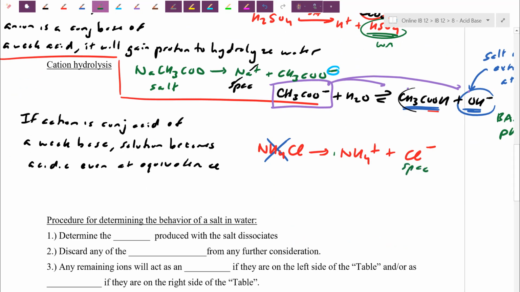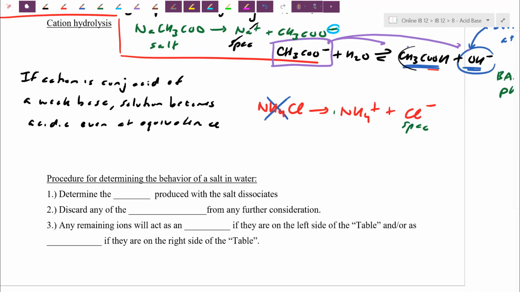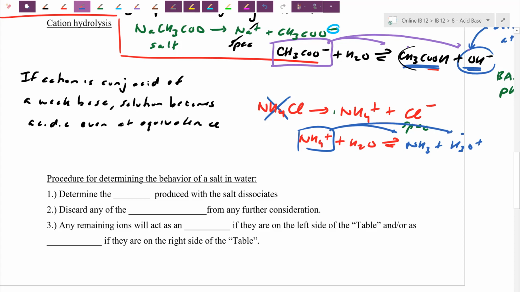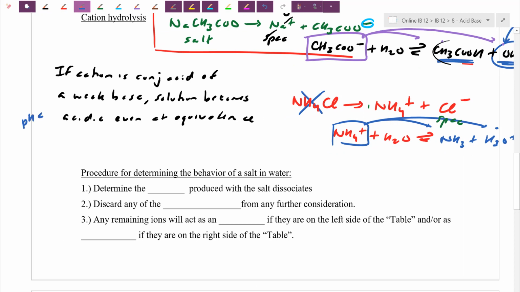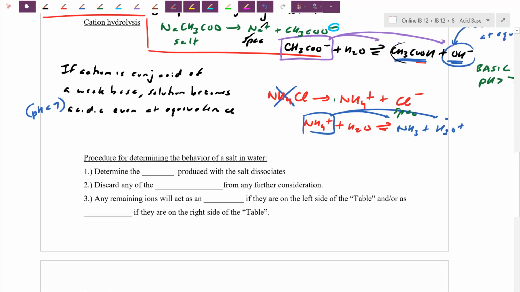The ammonium is not, though. Ammonium is actually the conjugate acid, NH4 plus, in the presence of water. To some extent, it's going to be able to break off, reforming NH3 and providing for you some extra H+. It's that extra H+ that's going to knock your pH into the acidic region, pH less than 7 at equivalence. Okay? So pretty much if it's the positive that ends up hydrolyzing, it's probably acidic. The negative that hydrolyzes is probably basic.